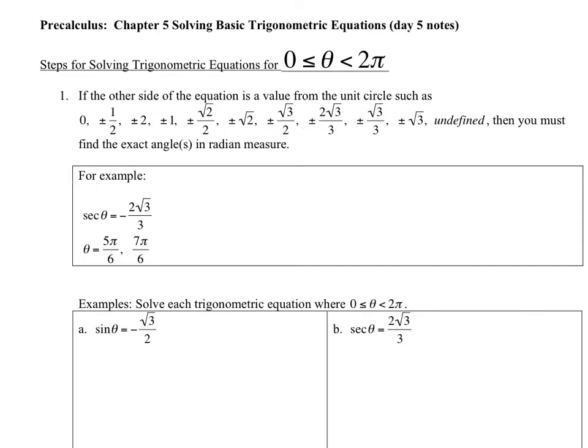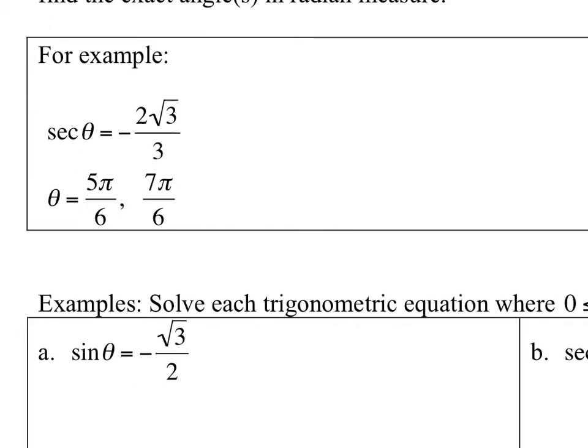So here's our example. We have secant is negative 2 square root of 3 over 3. First thing I need to know is, is this one of those numbers? It is. It's right here. That's the negative one, but I don't want to deal with secant. So what's the reciprocal of that? Cosine. If I do 1 over cosine, I flip that fraction over. So I'm going to rewrite this as cosine of theta is equal to negative 3 over 2 root 3.